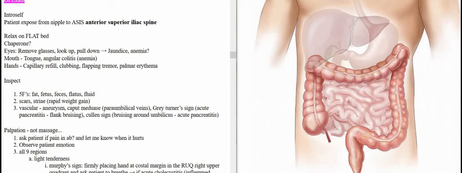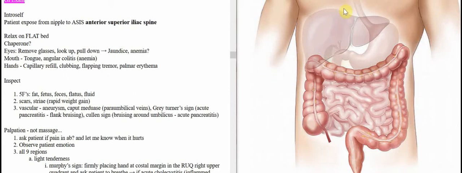Look at the palms. Are they red? Indicating high estrogen level as found in chronic liver disease. Look at the antecubital fossa. For example, are there any signs of recent IV drug use? Also found in, for example, hepatitis causing chronic liver disease.